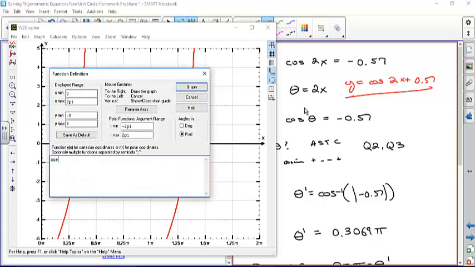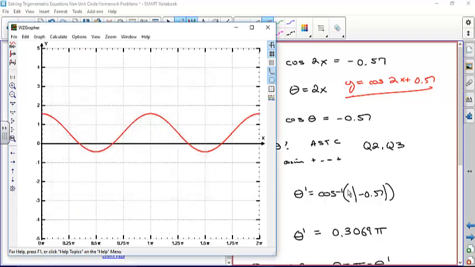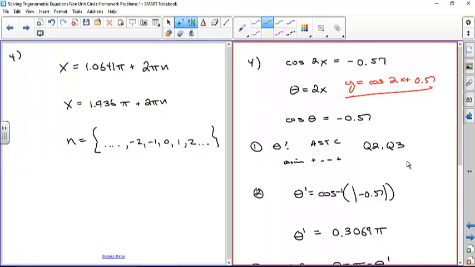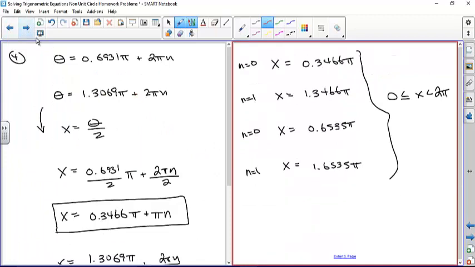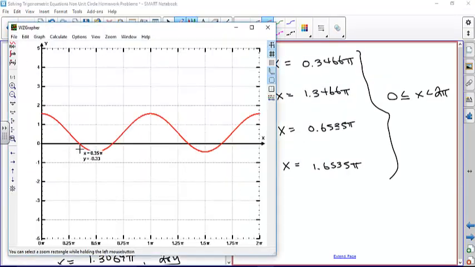So I get the cosine of 2x plus 0.57, between 0 and 2 pi, graph it. See these 4 intercepts, which are my 4 solutions. And I'm going to go to the last page here, which is that one. So the first one should be 0.34, which it is. The second one should be 0.6566. That's that one. The third one should be 1.35, and the fourth one should be 1.65. So you can see that these are the solutions for n equals 0, and these are the solutions for n equals 1.